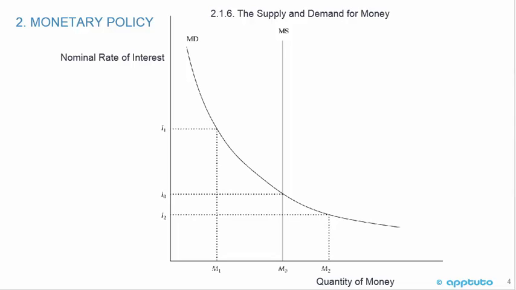Similarly, if bonds offered a rate of interest I2, there would be an excess demand for money, M2 minus M0. Corporations and individuals would seek to sell bonds so that individuals could increase their money holdings, but in doing so, the price of bonds would fall and the interest rates offered on them would rise until it reached I0. Interest rates effectively adjust to bring the market into equilibrium.